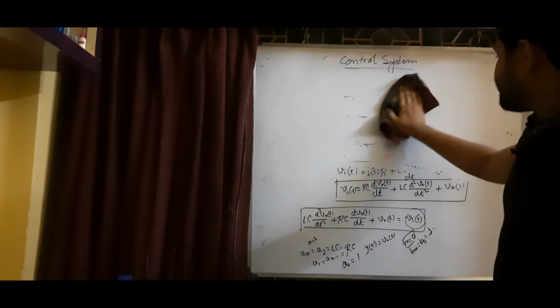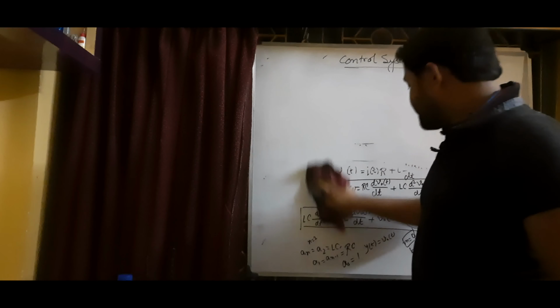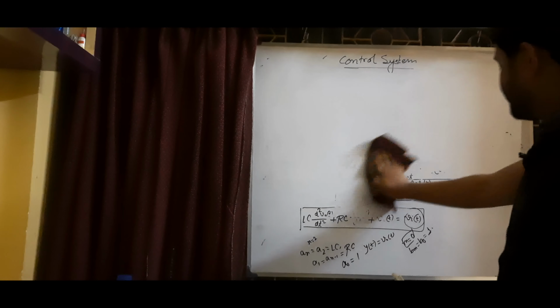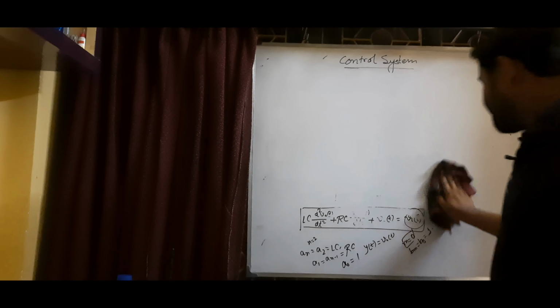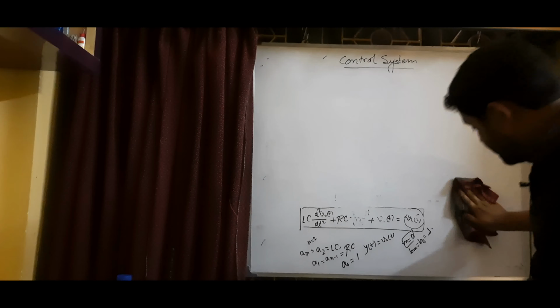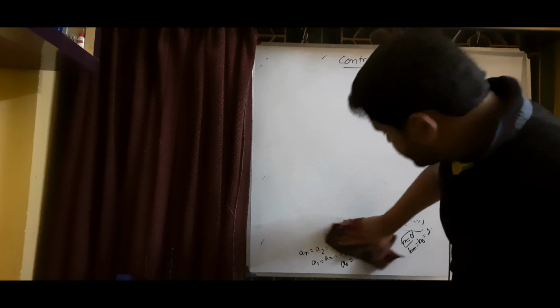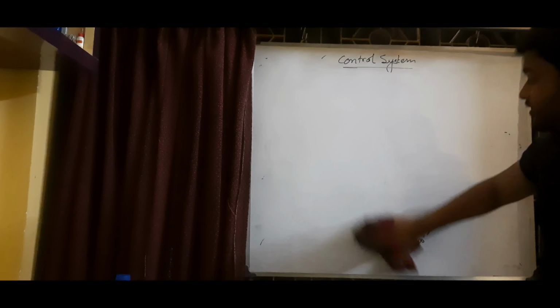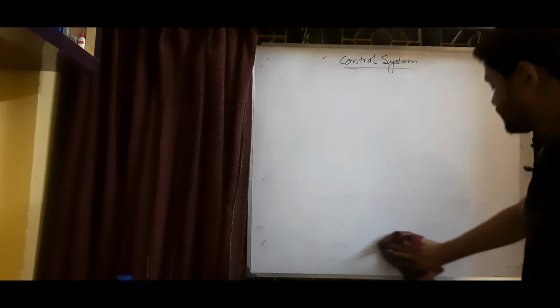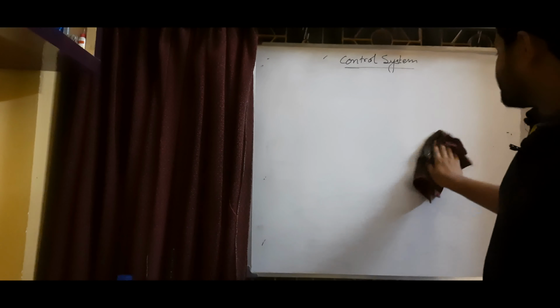Now based on your requirement, you need to first identify the input variable, then the output variable, then you need to use the physical laws that govern the system, and then by using those physical laws you can arrive at the differential equation of the system. Okay.